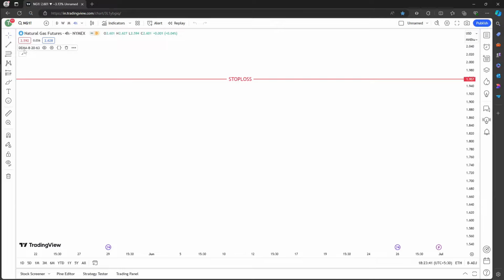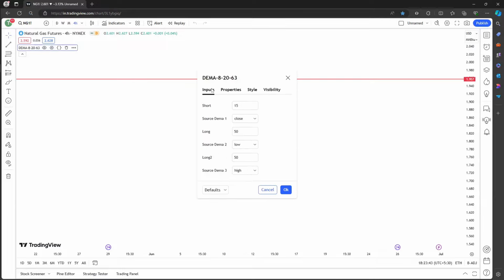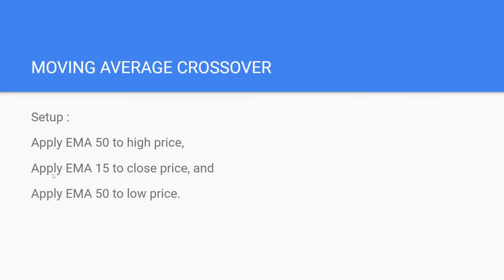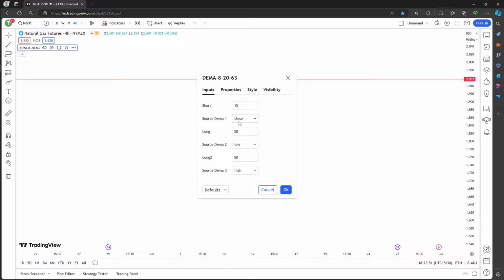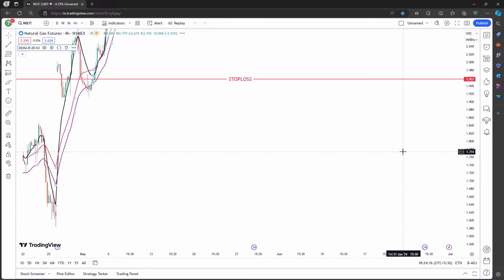If you go over here and choose a particular moving average, in the inputs I am giving length 15, that is EMA 15, and I'm changing the source to close. Then for 50, I'm making the source low, and for another 50, I'm making the source high. That means the 15 EMA is plotted based on the close price of 15 candles, one 50 EMA is plotted based on the low price of 50 candles, and the other 50 EMA is plotted based on the high price of 50 candles.